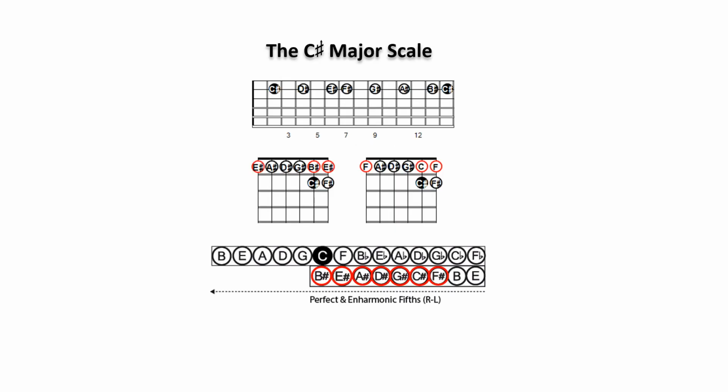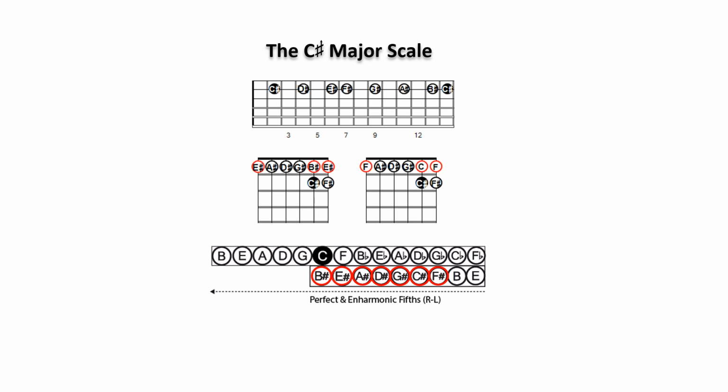Using the same letter pattern, we can now identify sharp fifths as F sharp, C sharp, G sharp, D sharp, A sharp, E sharp, and B sharp. Take note that the C sharp major scale contains 7 sharp notes.